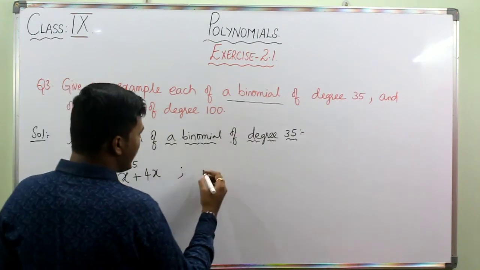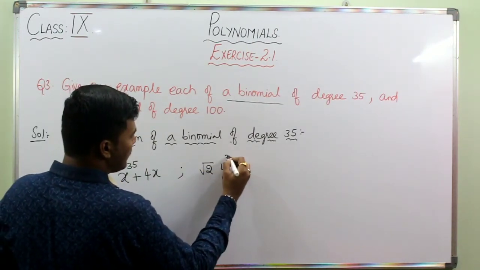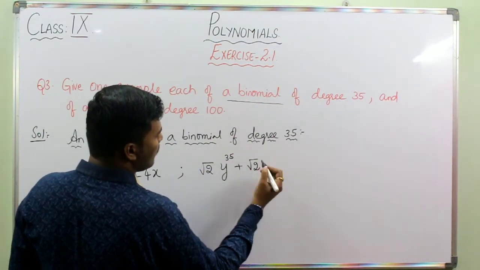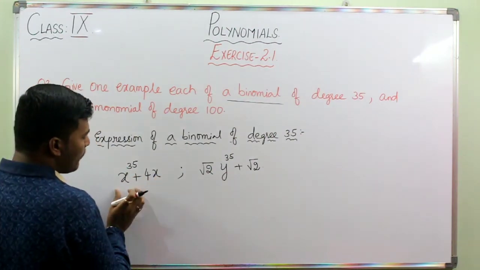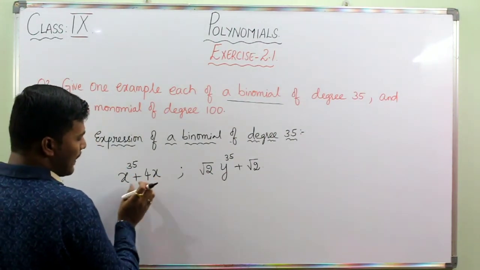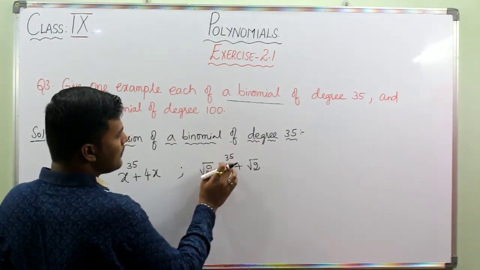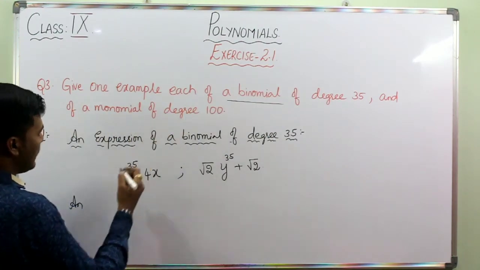Or else I can also write it as root 2 y to the power of 35 plus root 2. These are the examples of a binomial. Binomial means we should have two terms. We are having two terms and the highest power is 35.